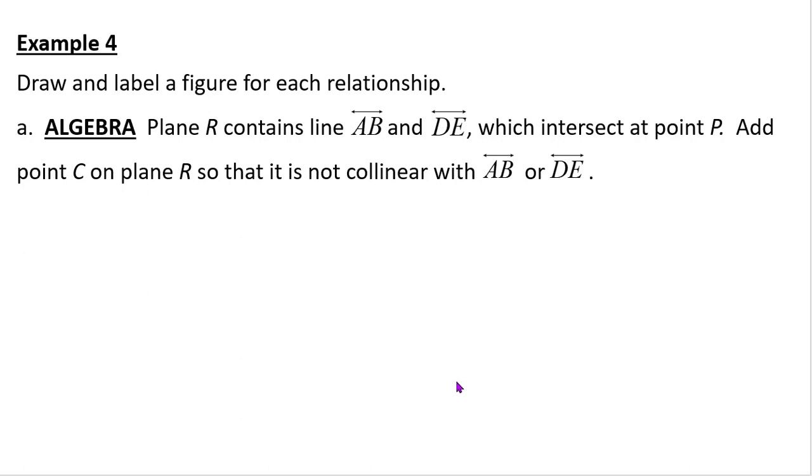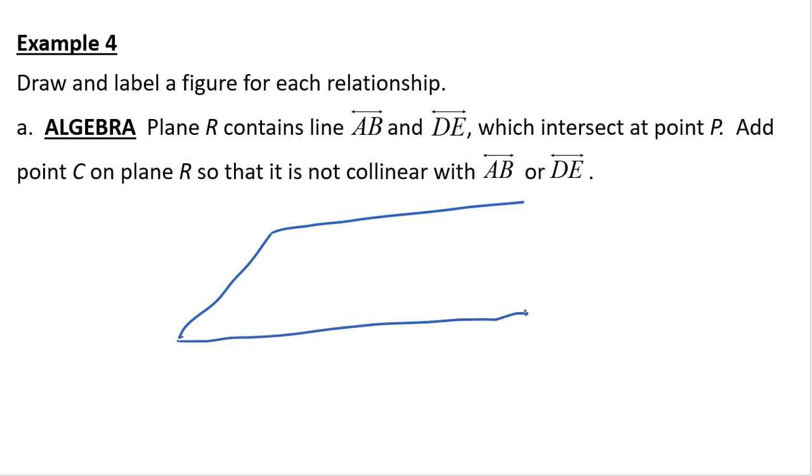Part of geometry is also building figures, okay? So we are going to build a figure here, or drawing a figure, I should say. So draw and label a figure for the relationship. So plane R contains A, B, and DE, which intersect at point P. Add point C on plane R, so that it is not collinear with A, B, or DE. So I have a plane. Typically a plane, we draw those as parallelograms. I don't know why, it's just what we do.